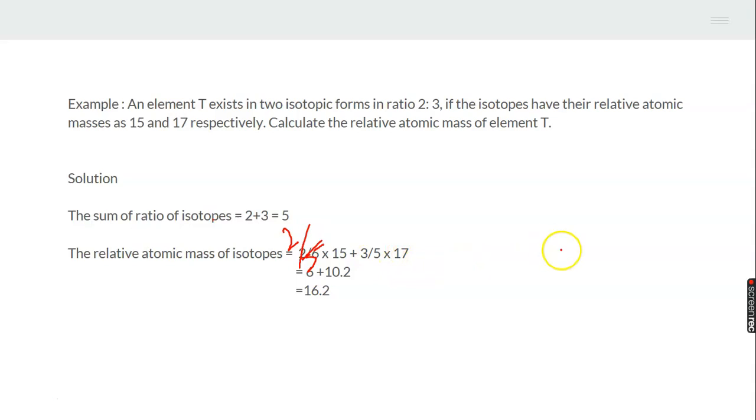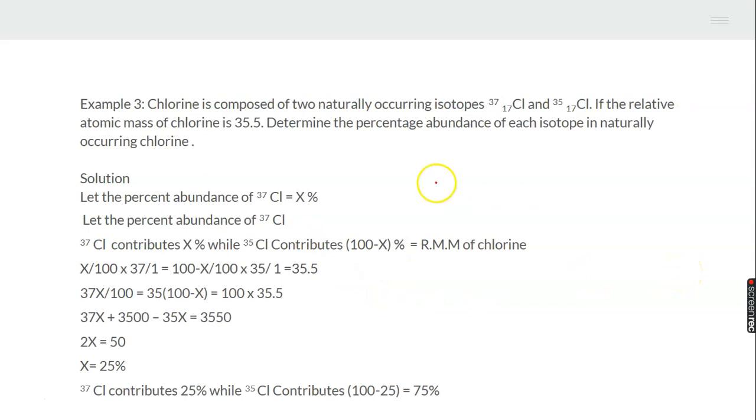If you have like 10 isotopic forms of that element, you keep on adding them. So 3 over 5 multiplied by 17, which is the second one. The first will give us 6, and the other one will give us 10.2. And the addition of the two will give us 16.2. So that's the relative atomic mass of that element. Okay? So this is another example.